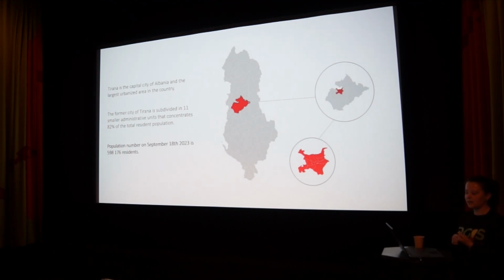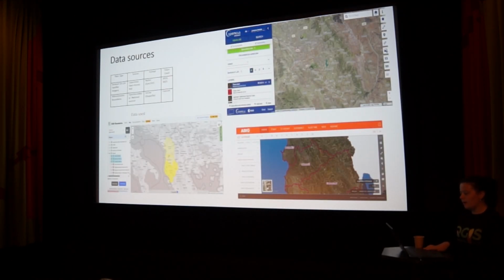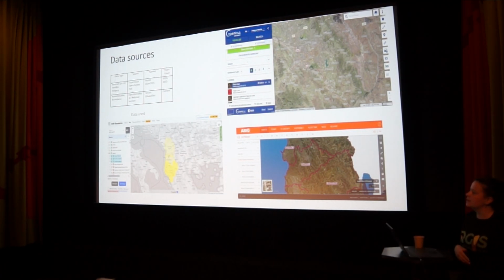Tirana is the capital city of Albania and is the largest urbanized area in the country. The former city of Tirana is subdivided into 11 smaller administrative units that concentrate 82% of the total resident population. The population from the census in 2023 is 598,176 residents. Okay, so for the analysis, I have made all of the steps clear with some screenshots.